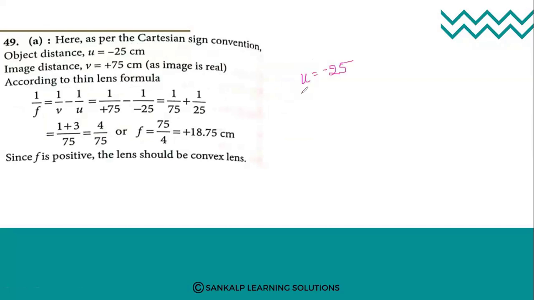The image distance. As the image is formed on the screen, it is a real image. When it is real, you have to consider the image distance as plus 75 centimeter. Then the lens formula is 1 by F is equal to 1 by V minus 1 by U. So again, substitute and simplify for F. So the answer will be plus 18.75 centimeter. As the answer is positive, the F value is positive. The lens is a convex lens.